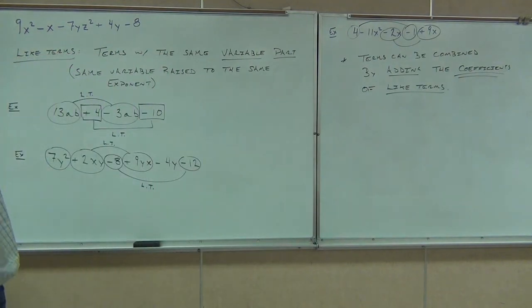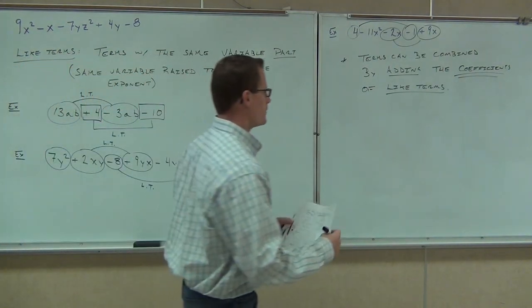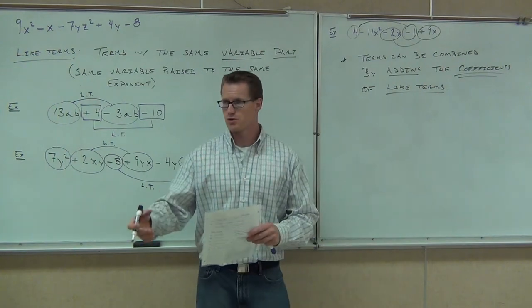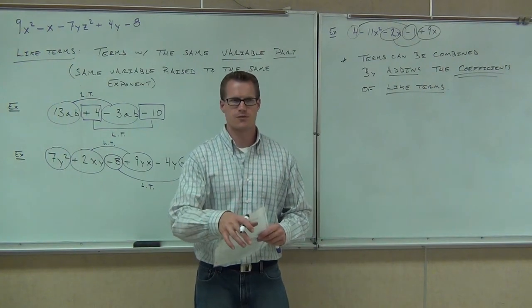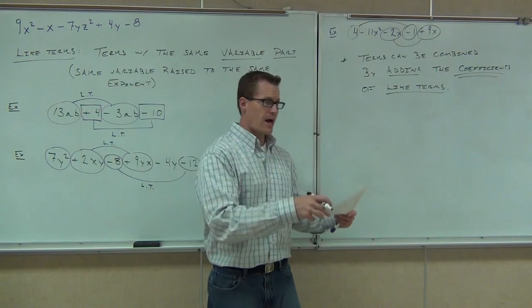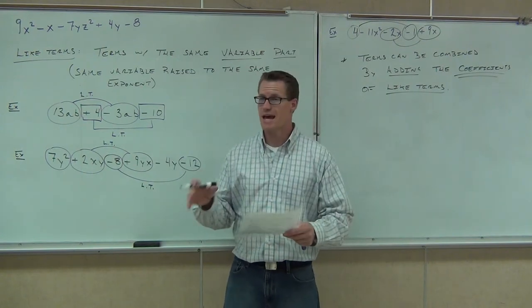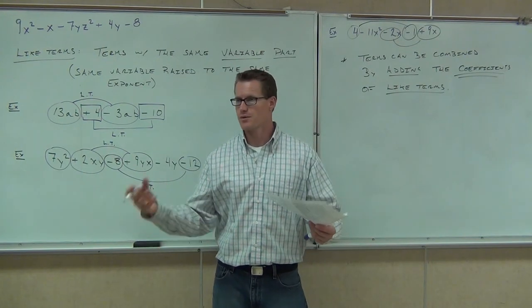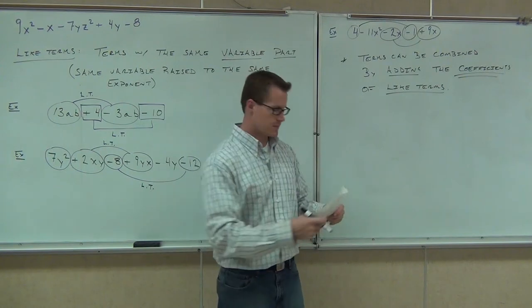Let's take a look at a couple very simple examples to start ramping this up. Eventually today we're going to get to distribution again, which I kind of previewed in the first chapter, but we're going to be able to combine that with combining like terms and deal with some stuff that looks nasty, but it's not going to be that hard when we start putting all this together. That's going to be kind of nice.